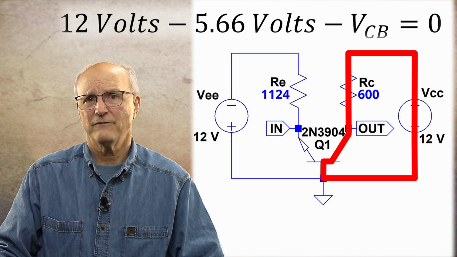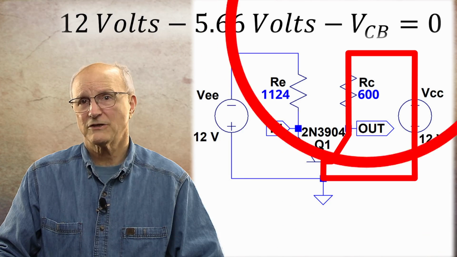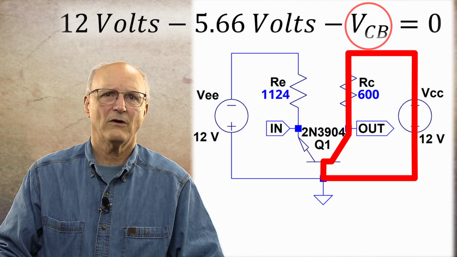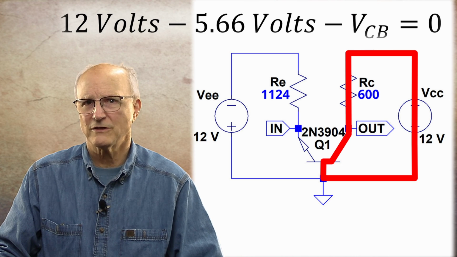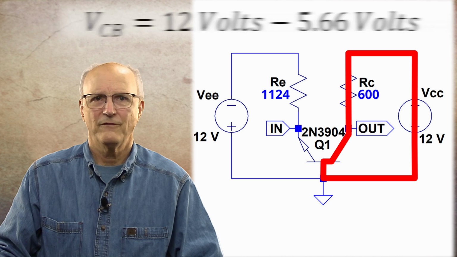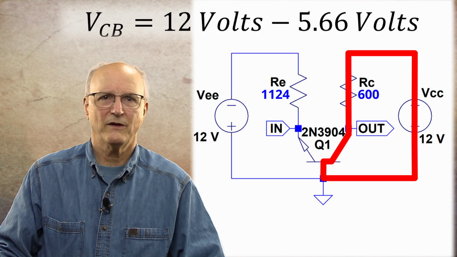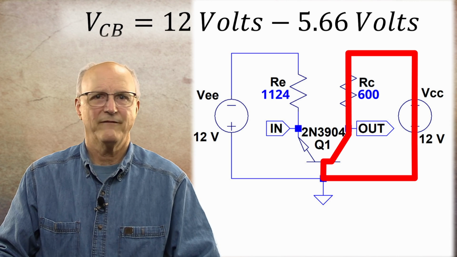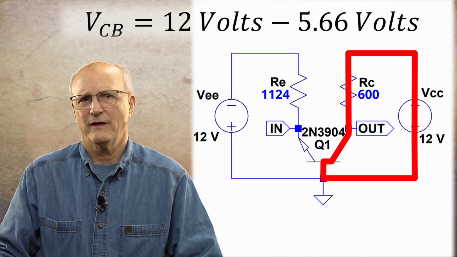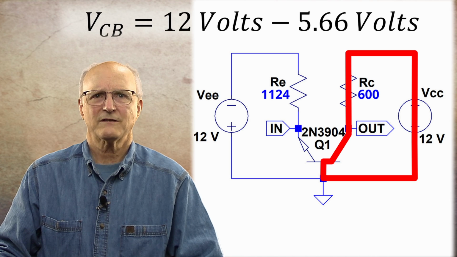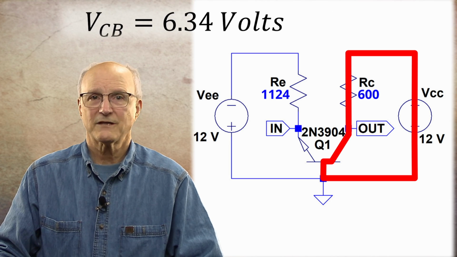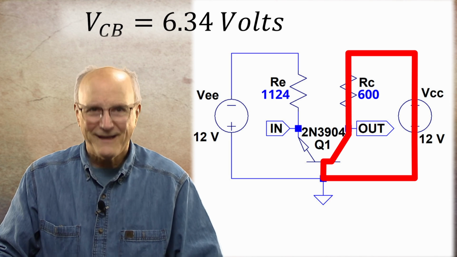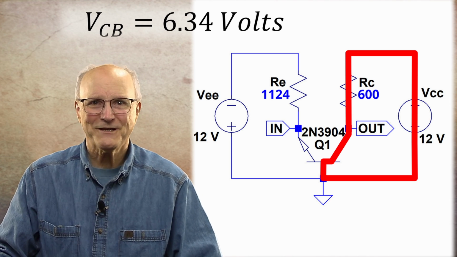Now we're interested in the voltage across the collector base junction, VCB, so I will add it to both sides to get it all by itself on one side of the equation. We get VCB, the voltage between the collector and the base, is equal to 12 volts minus 5.66 volts. Doing a little simple math, this gives us a collector voltage of 6.34 volts.